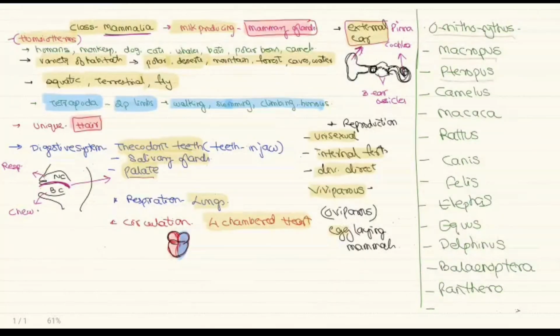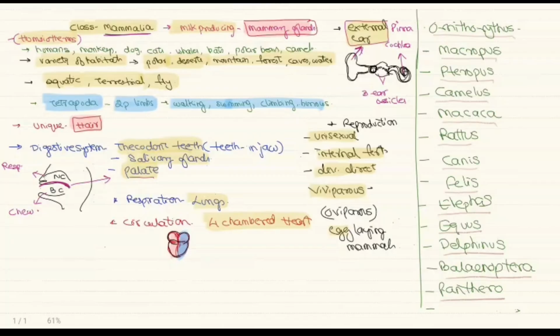The platypus is called Ornithorhynchus. The kangaroo is called Macropus. Pteropus is the flying fox. Camel, Camelus. Monkey, Macaca. Rat is Rattus. Dog is Canis. Cat is called Felis. Elephas is the elephant. Horse is called Equus. Delphinus is dolphin. Balaenoptera, blue whale, the largest animal. And Panthera is the genus. Panthera tigris is called tiger. And Panthera leo is called the lion.